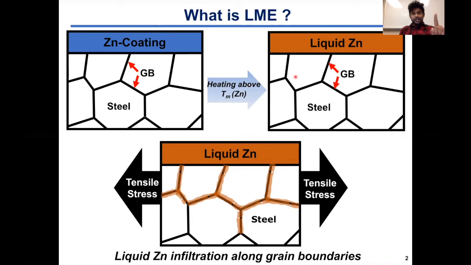Now, in that condition where liquid zinc is present on top of our solid steel, if we simultaneously apply a tensile stress, then what we see is that the liquid zinc from the coating starts to penetrate into the steel via the grain boundaries of the steel, weakening the steel, giving rise to surface cracks.